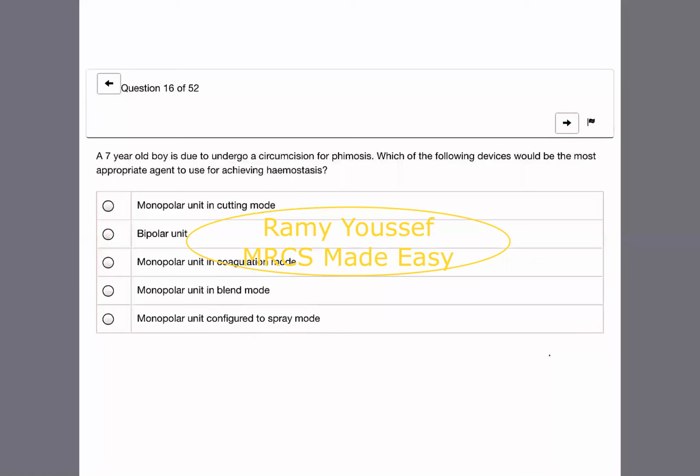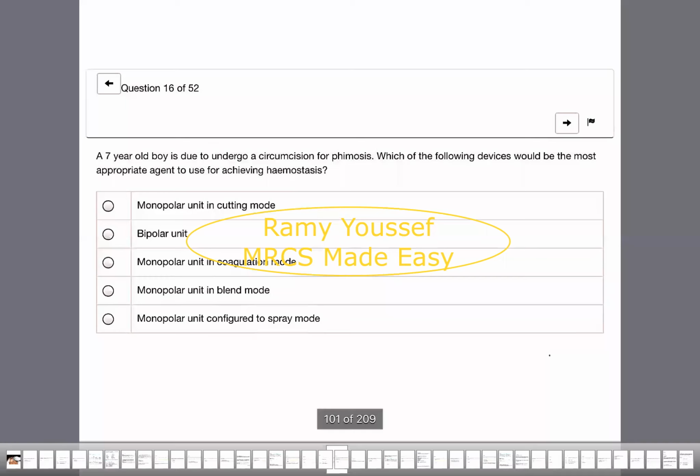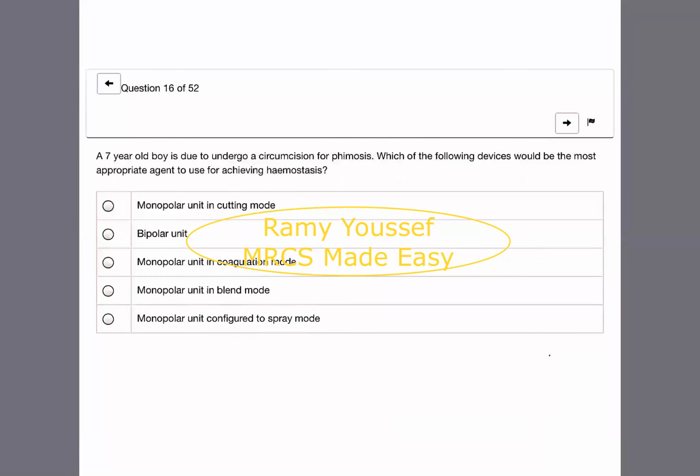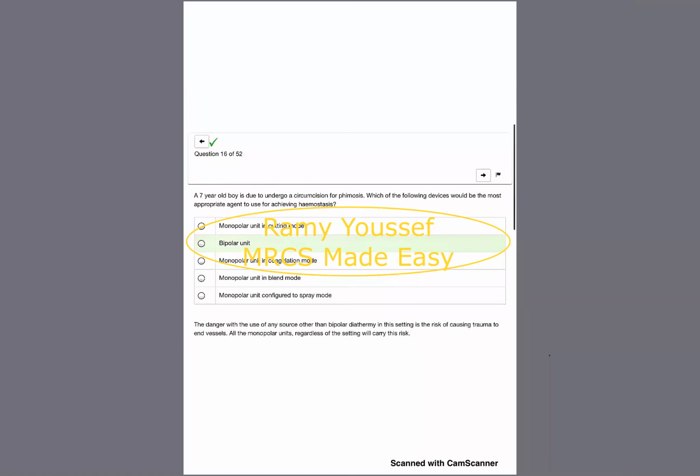Because of the end arteries in the penis, you can cause gangrene. So actually we use bipolar in circumcision, and sometimes some surgeons don't use any diathermy in dissection. Dr. Sarah, you want to participate? Yes, I want to ask a question, please. Sorry, I'm late. Why is it that monopolar units cannot be used on the penis?